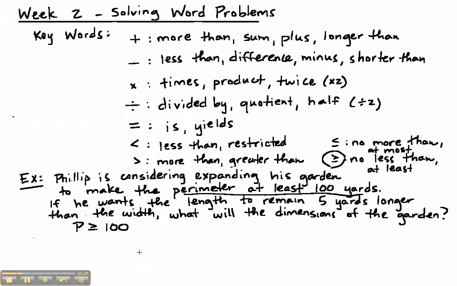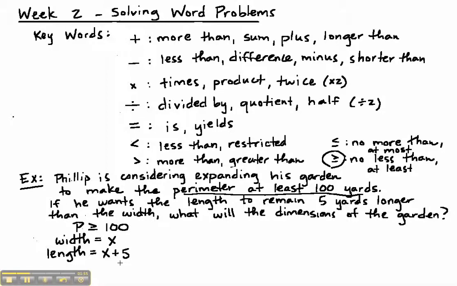And then it also says that he wants the length to remain 5 yards longer than the width. So we don't know the exact numbers of the length and width. So this is what we're going to be calling x. We'll call the width x, since we don't know anything about the width, but we do know that the length is 5 more than the width. So width is equal to x, length is equal to x plus 5.